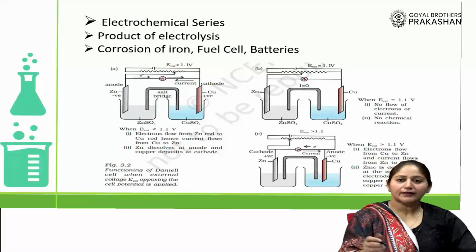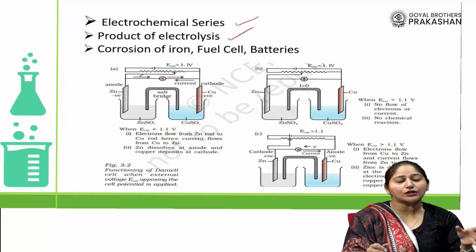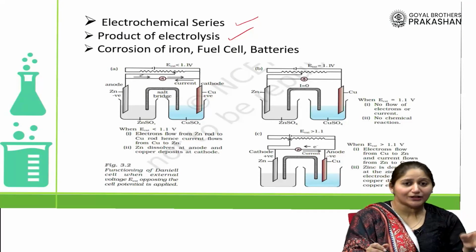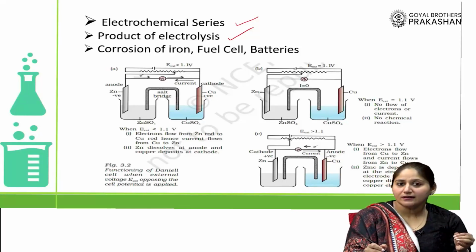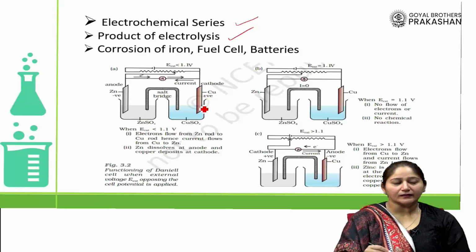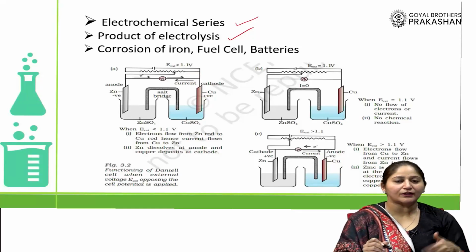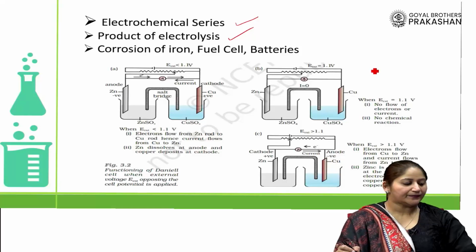And not only that, electrochemical series, products of electrolysis, corrosion, fuel cells and batteries, their equations and their uses are very important. And this particular case, that is what will happen when the external voltage is greater than 1.1 or less than 1.1 for a Daniell cell. It's really an important topic.